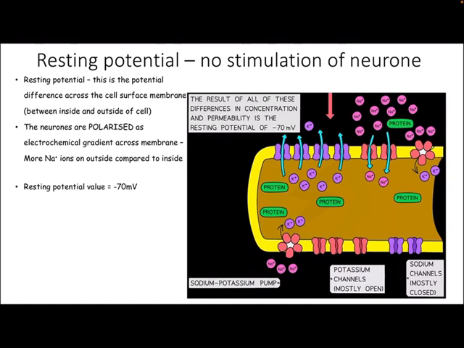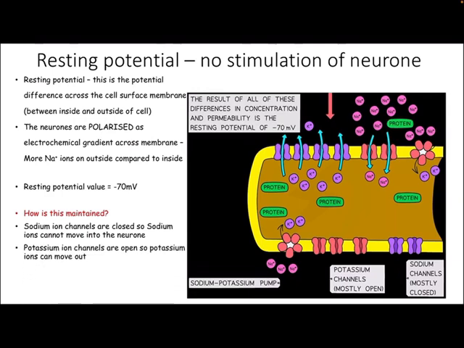As I said, the resting potential value is minus 70 millivolts, and this is maintained by a number of ways. Our sodium ion channels are closed, so sodium ions cannot move into the neuron. Potassium ion channels are open, so potassium ions can diffuse out of the axon. And then we have our sodium-potassium pump that is actively transporting 3 sodium ions out and 2 potassium ions in. And remember, sodium ions and potassium ions are positively charged. So we end up with more positive ions on the outside of the axon compared to the inside, giving us the resting value of minus 70 millivolts.